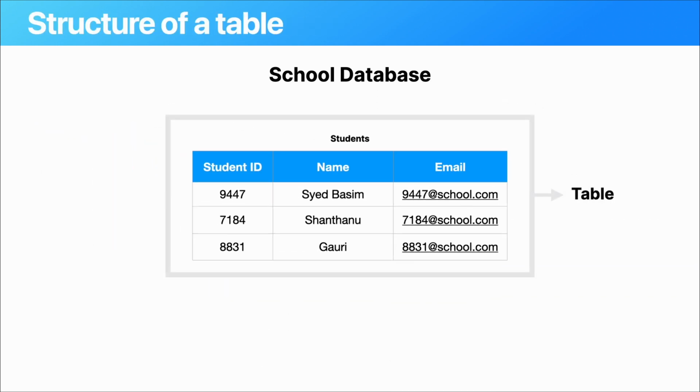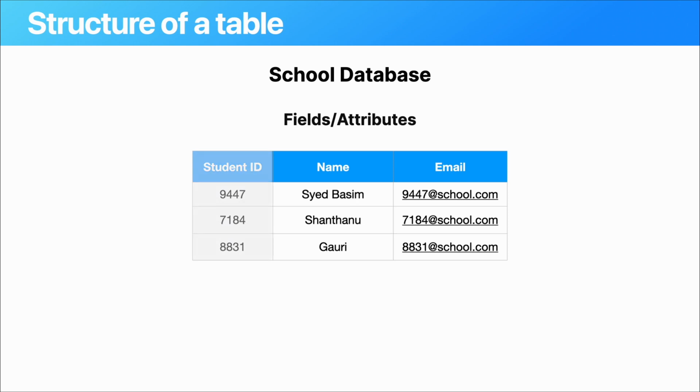Obviously this whole thing is a table, and the name of the table is students. For this table, we have fields or attributes. These are the columns. So we have the student ID field, the name field, and the email field. And then we have records or tuples. You can call it anything, I'll be calling it a record. It's like a row of data, all the entries we have made. So like one student, we have 3 students. That means we have 3 records.